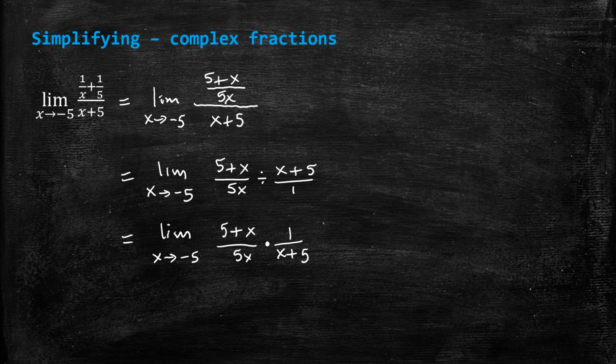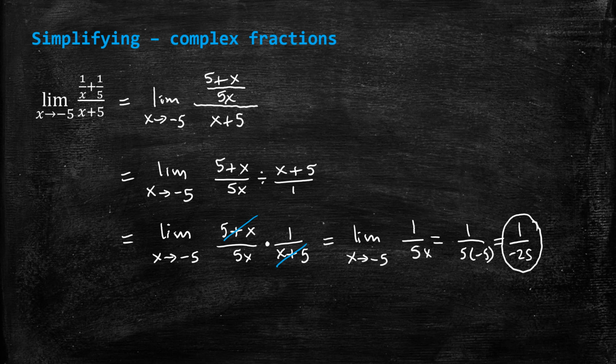And look right there, we have 5 plus x in the numerator, a factor of 5 plus x, and x plus 5 in the denominator. They cancel, and we are left with a situation where we can plug in -5. So at this point only do I remove the limit statement as I legally plug in the value of x. So we get 1 over -25, and that is our answer.